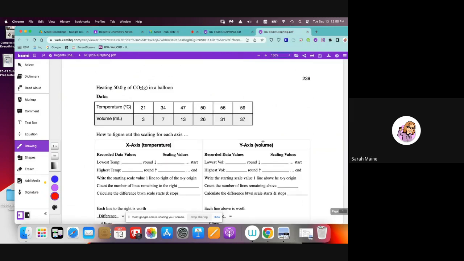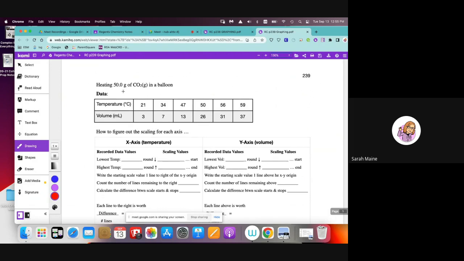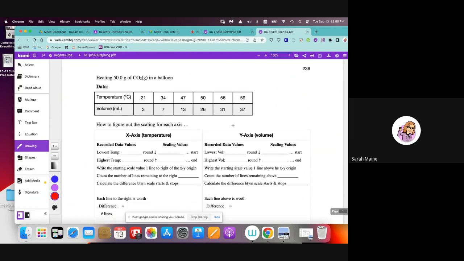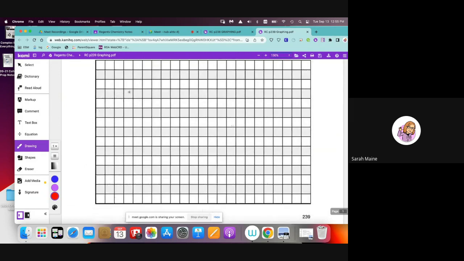So here we go. We are collecting data, temperature and volume information, about 50 grams of carbon dioxide trapped in a balloon, and it's being heated. So what happens to that carbon dioxide in the balloon? So we have our data, and now we have to graph it and plot it on the graph shown below. So some techniques to get this done.